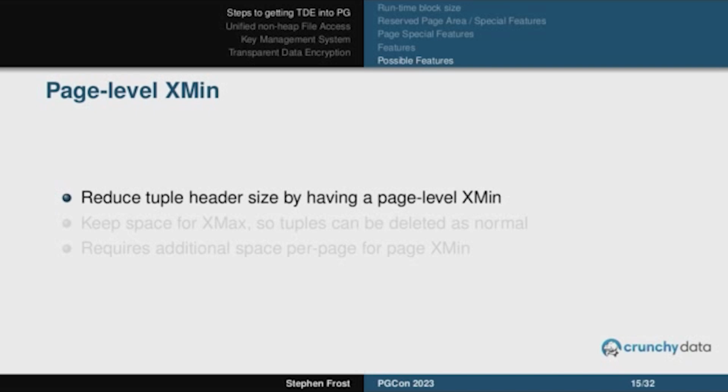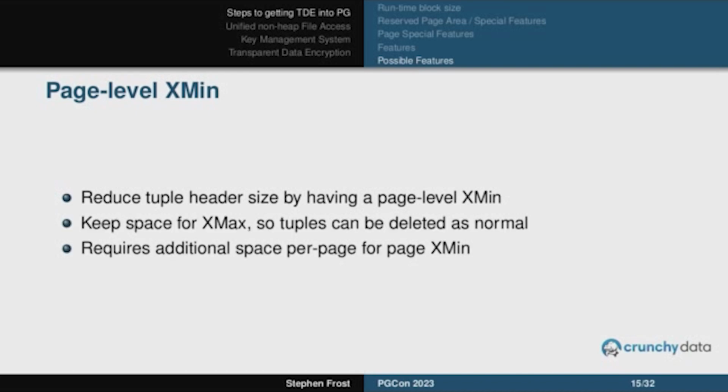And then I just kind of threw out other ideas, right? These are not things we're even working on, but these are other ideas I've heard from people that were like, well, this would be interesting if we had more space on the page, which would be like a page level XMin, right? So you could possibly have tuple headers be smaller. You'd always still keep space for the Xmax, but then you could possibly fit more tuples onto a page as an idea, right? But this requires additional space for one. Yeah. Crazy, right?